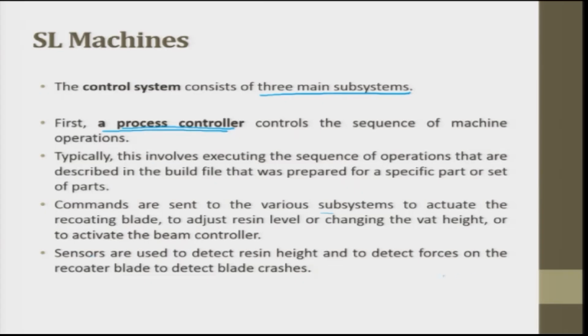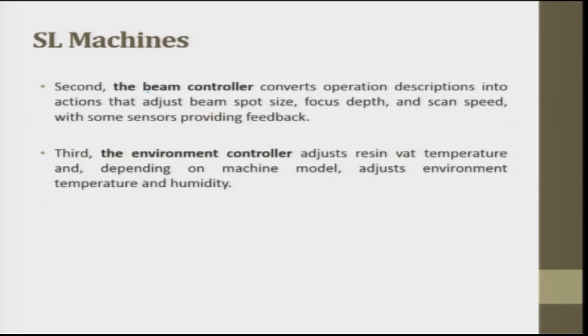The sensors are used to detect resin height and to detect force on the recoater blade to see whether there is any clash. The beam controller converts the operating description into the action that adjusts the spot diameter, focus depth, scan speed and other things.